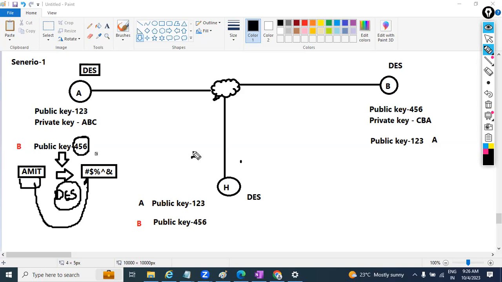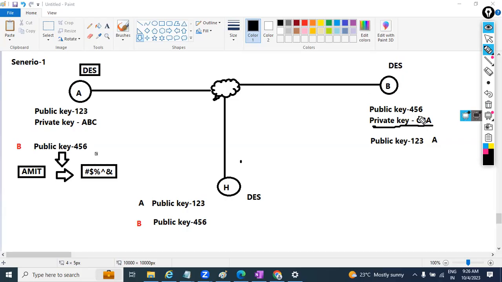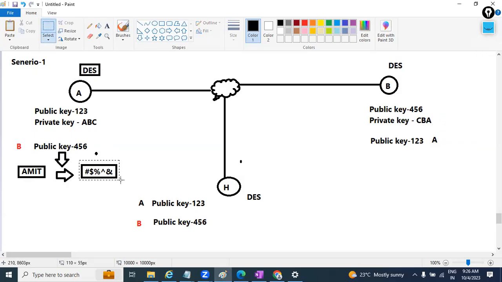Are you getting my point? Right now, in this world, only one guy can decrypt the data, the one who has the private key of site B. So in this scenario, this is the concept we are using. Now I am sending the data over the internet.